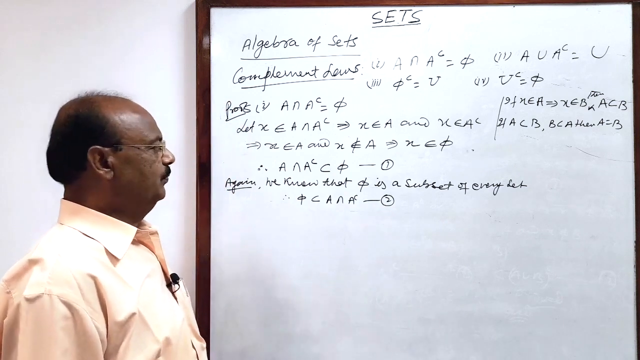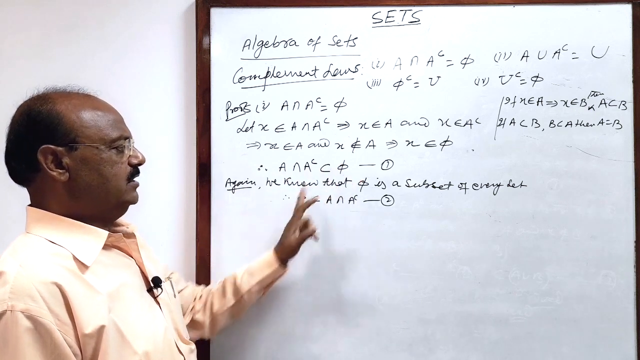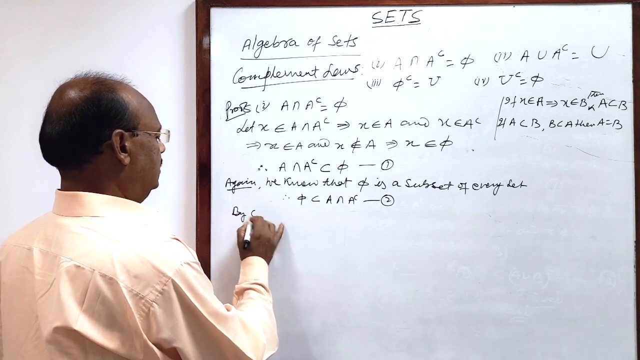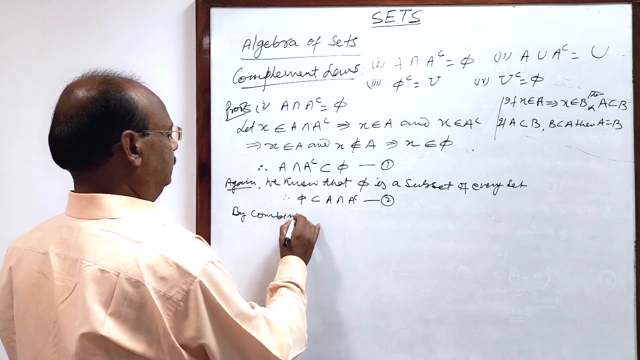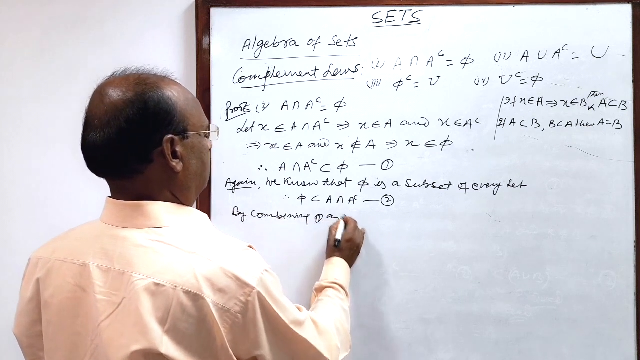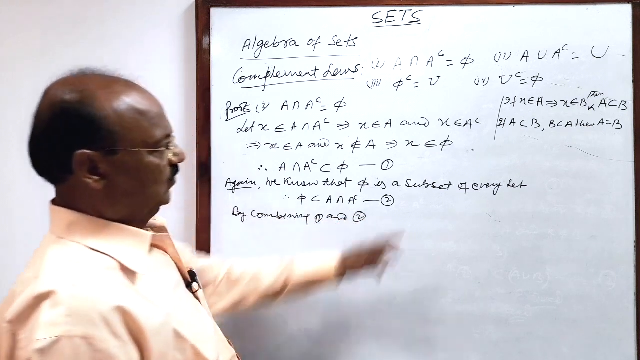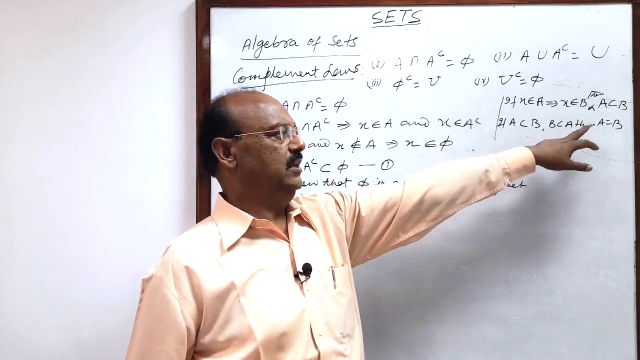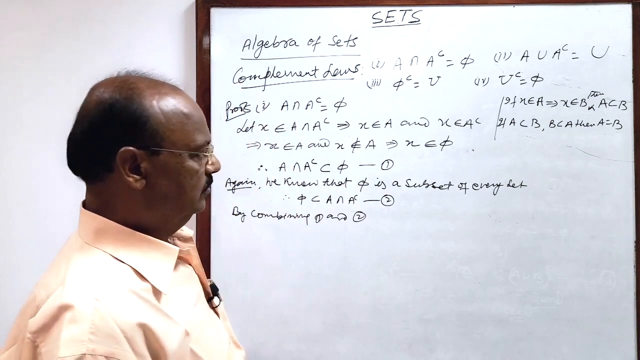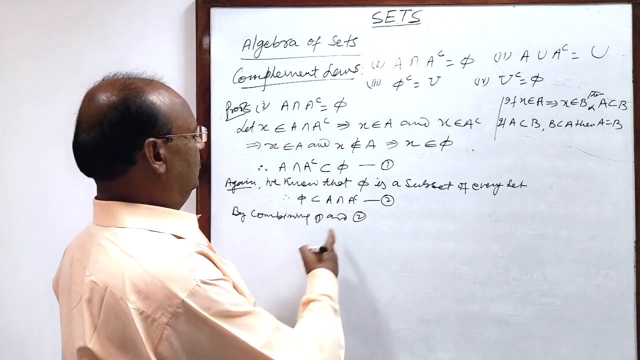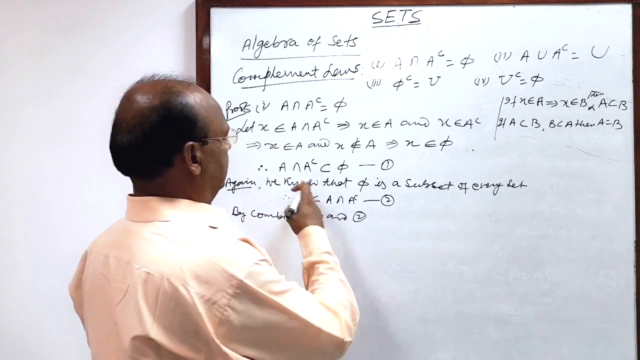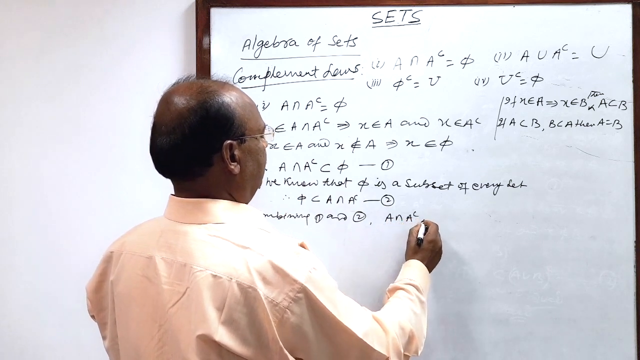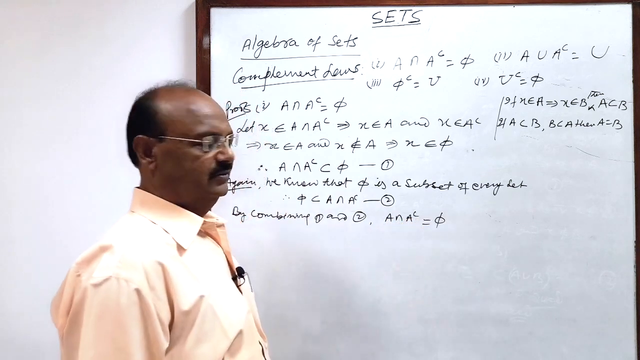So what does it show? Here LHS is a subset of RHS and RHS is a subset of LHS. By combining these two relations, 1 and 2, using this property, if A is a subset of B and B is a subset of A, it means A is equal to set B. So by combining 1 and 2, we can write LHS is equal to RHS, means A intersection A complement is equal to phi, null set.